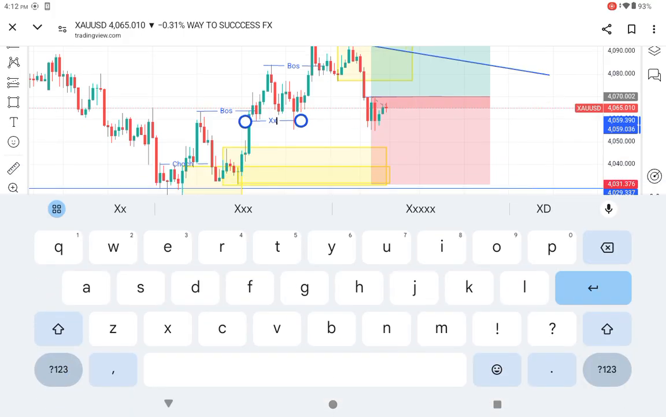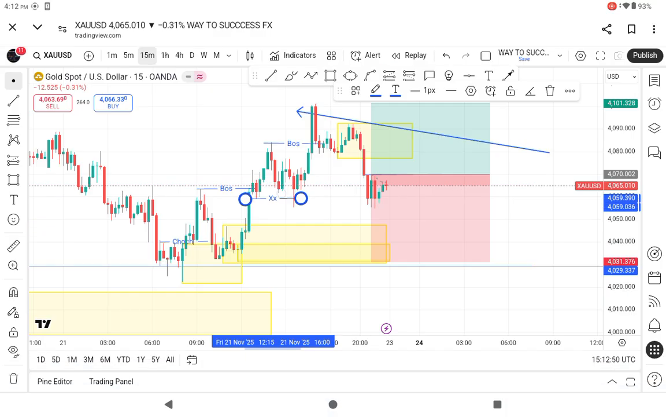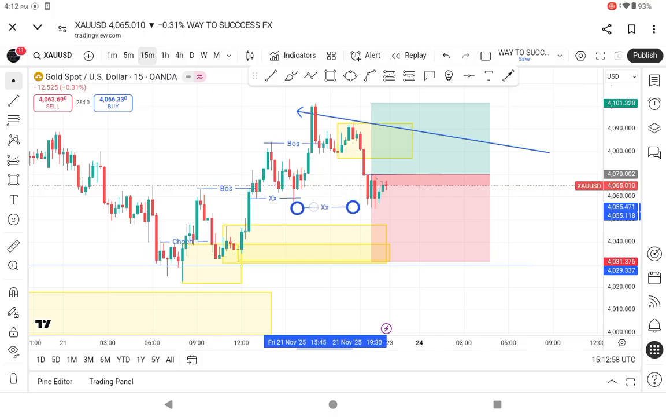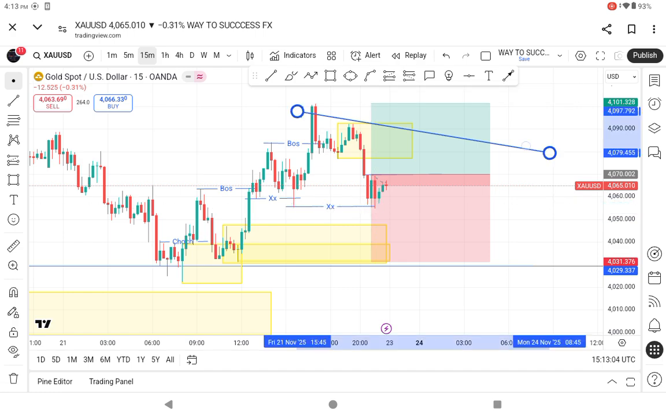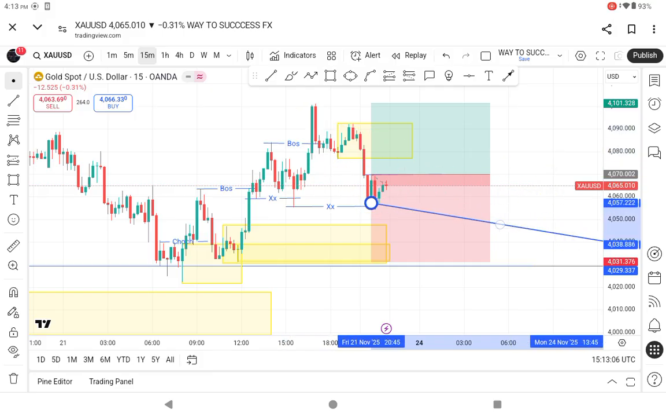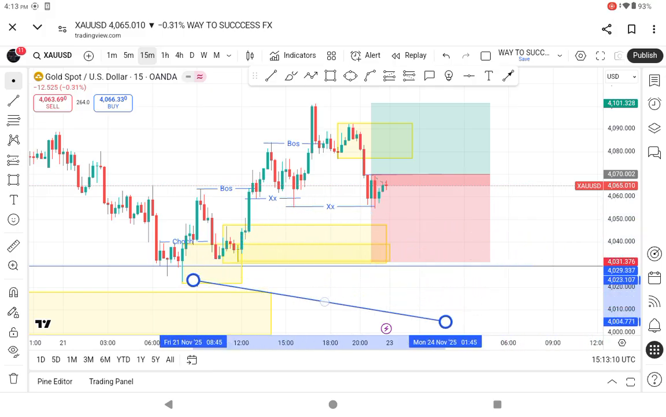price returned to this low here, which is the recently created low. Price returned below this low. And what did price do? You can see price swept the low. What did price do here?